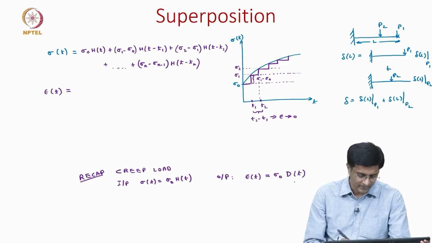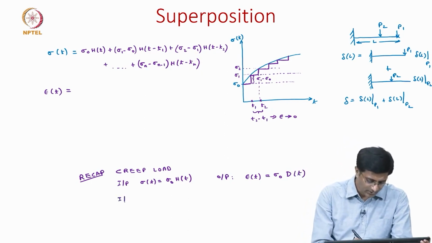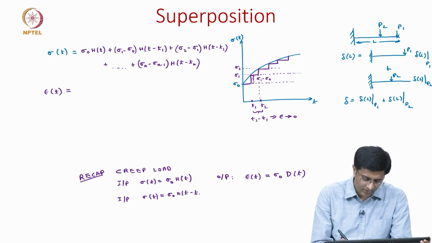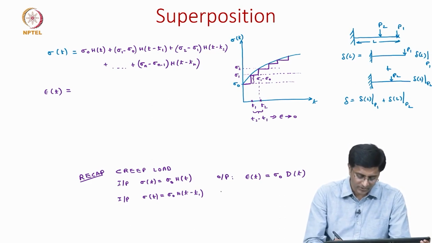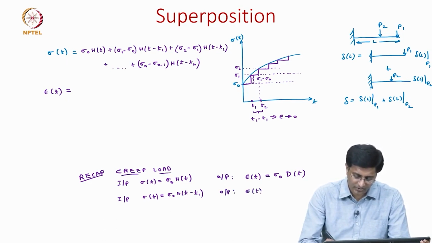And similarly, if we say that the input is not exactly at time t equal to 0, but at an arbitrary time t1, that can be written as a Heaviside function of t minus t1 multiplied with this load sigma naught. For this, what is the output for a creep load? We said the strain can be written as sigma naught times the compliance function evaluated at t minus t1.